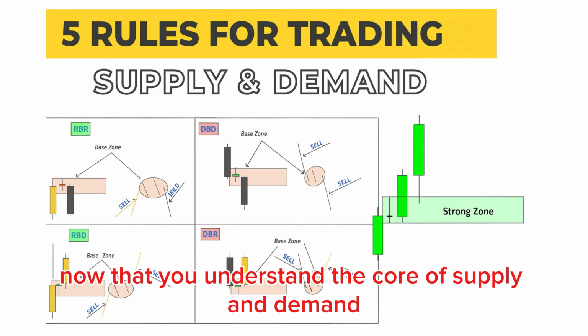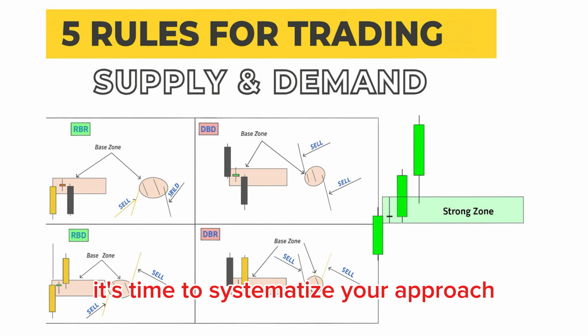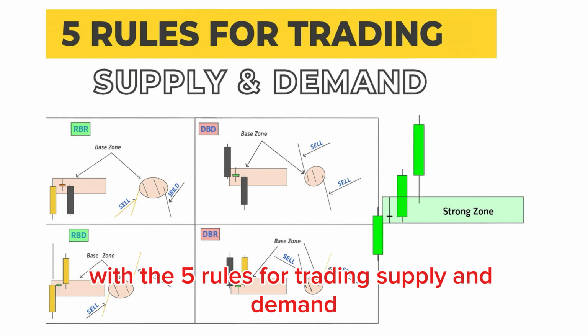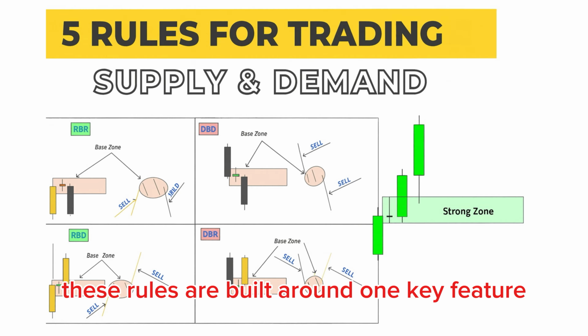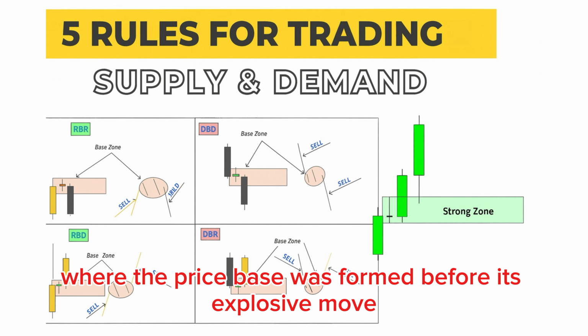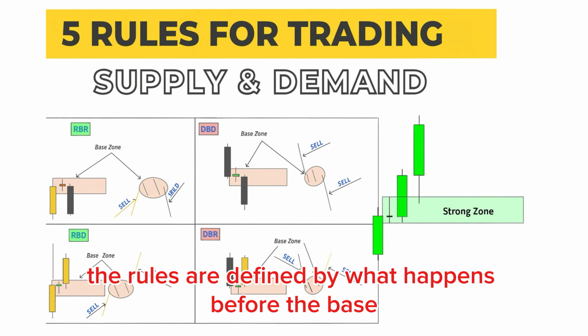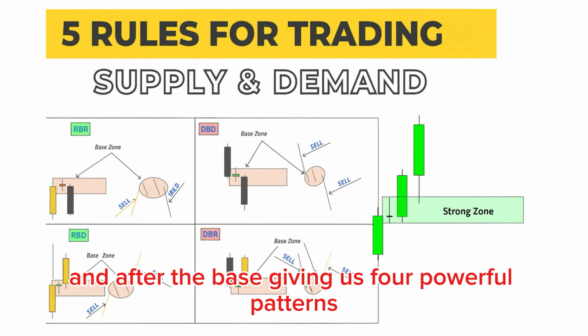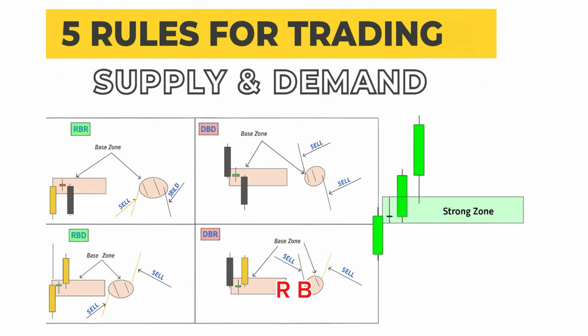Now that you understand the core of supply and demand, it's time to systemize your approach with the 5 rules for trading supply and demand. These rules are built around one key feature: the base zone, the consolidation area where the price base was formed before its explosive move. The rules are defined by what happens before the base and after the base, giving us 4 powerful patterns. RBR, rally base rally.